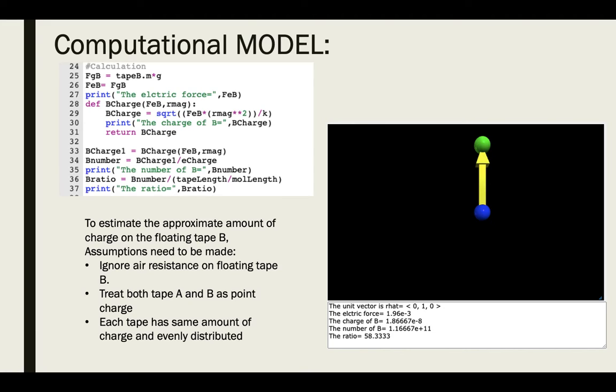To estimate the approximate amount of the charge on the floating tape B, we have to make some assumptions. First is that although B will float a little bit upward, we will ignore air resistance on the floating tape B. Second, we will treat both tape A and B as point charges, as I already mentioned. And third is that each tape has the same amount of charge and they are evenly distributed. That is our assumption.